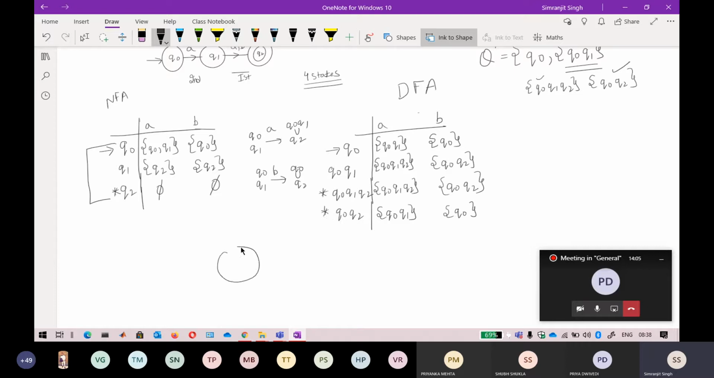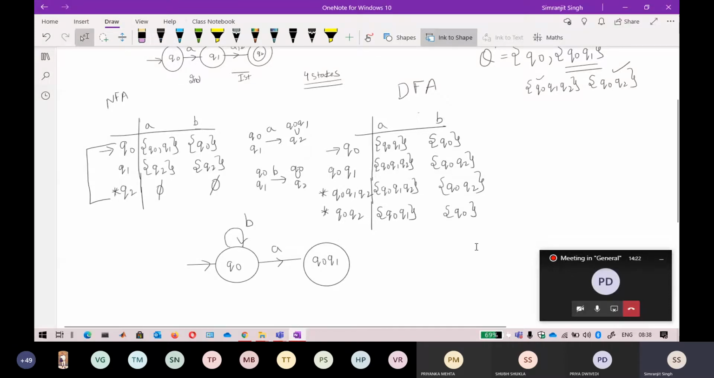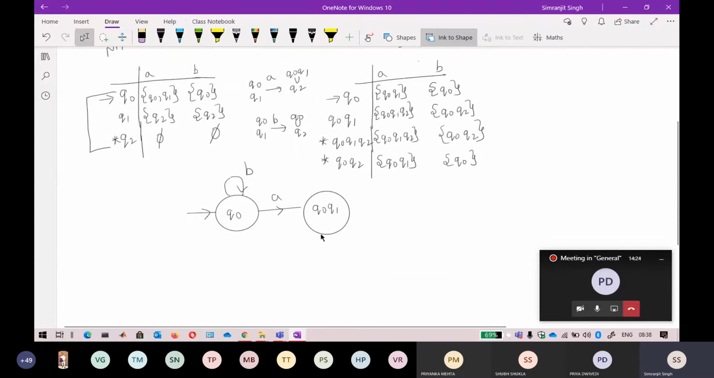Okay, so go for the first thing, Q naught, the initial state. On getting an input of A it goes towards Q naught, Q1, and on B it stays at Q naught, so it will be a self loop. Now on Q naught, Q1, on getting an input of A, it goes towards Q naught, Q1, Q2. So this is also a final state. If you clearly look at this, just do a double circle.